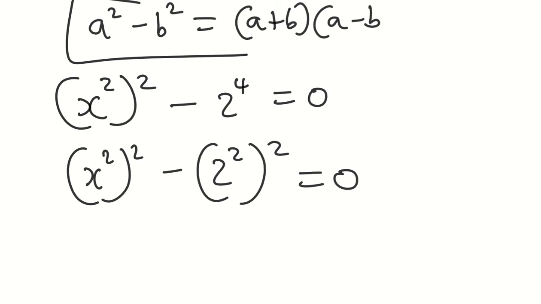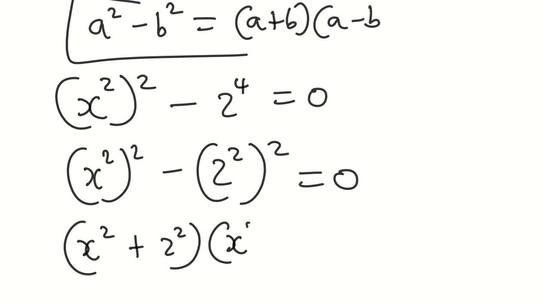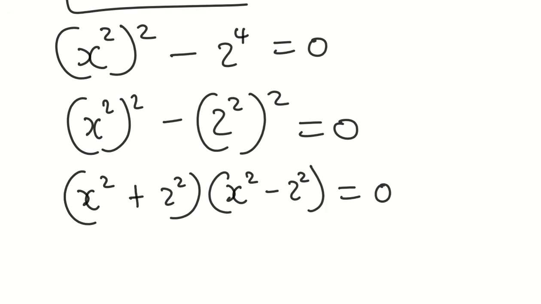Now let's use the difference of two squares, because we have a square here and a square here. So this will become x raised to the power 2 plus 2 raised to the power 2 in bracket, and then x raised to the power 2 minus 2 raised to the power 2. Then all is equal to 0. So what do we do right here?